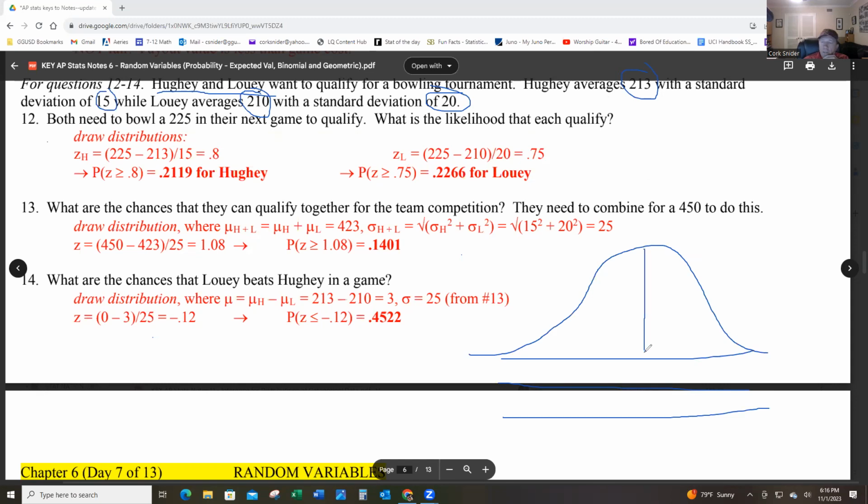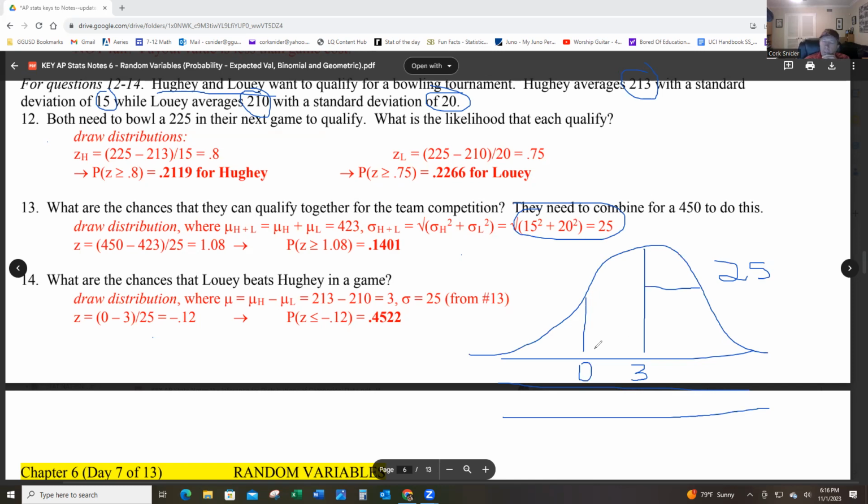So I'm always going to make this a positive number. Simply write the difference between them. It is 3. 213 minus 210. The standard deviation remains 25. It's still Pythagorean. You still do this right here that I've circled. You don't subtract it because it's a subtraction problem. You just simply combine it. Now, just label 0 to the left of the number. Let's label it. 0 is where they tie.